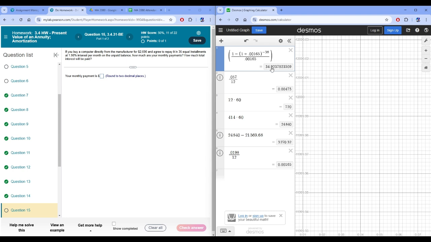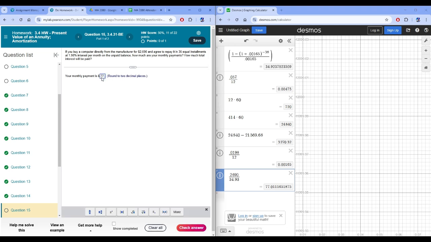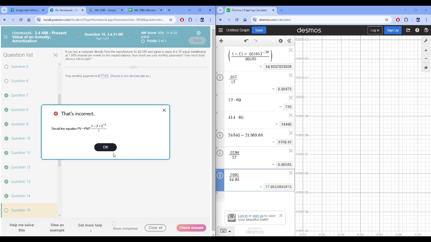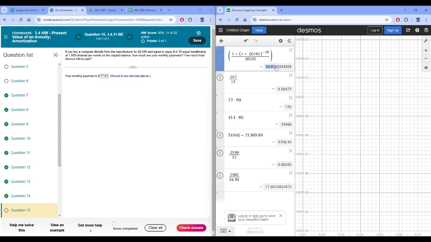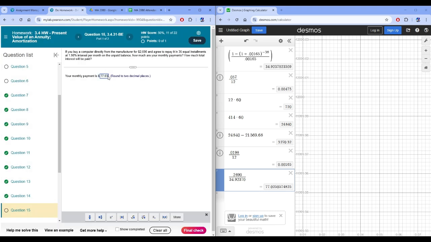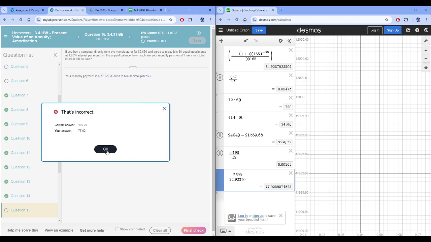Am I missing anything? No. And then I just take the amount that I'm going to pay, 2690 divided by these payments, 34.93, which gives me $77.01. Oh God. Where did I go wrong? Let's copy that and paste it right there. 77.03. I was way off.